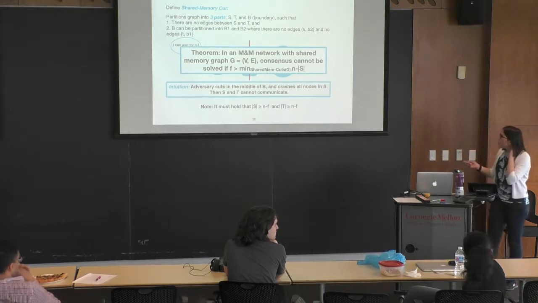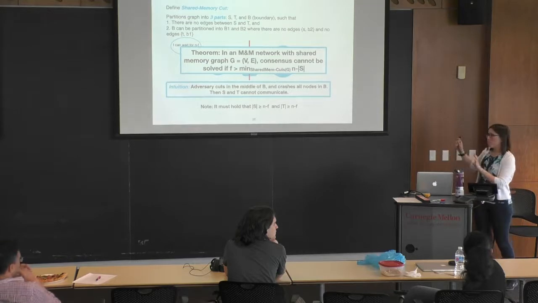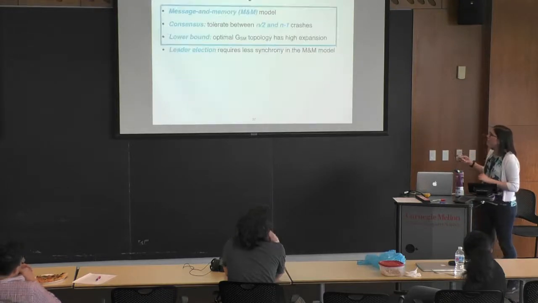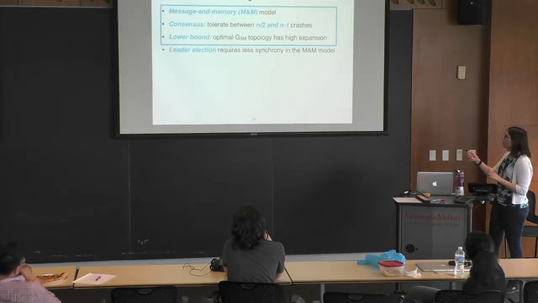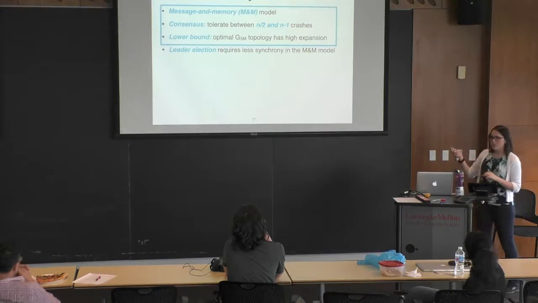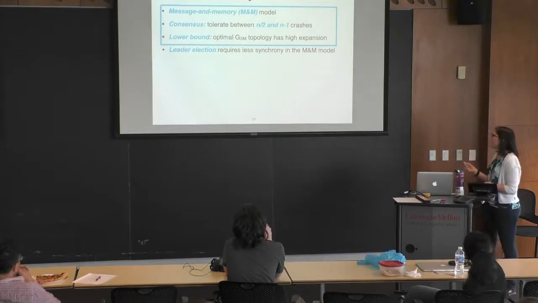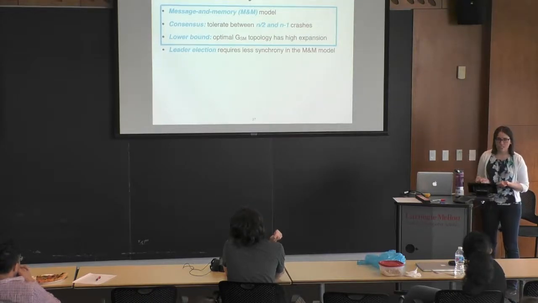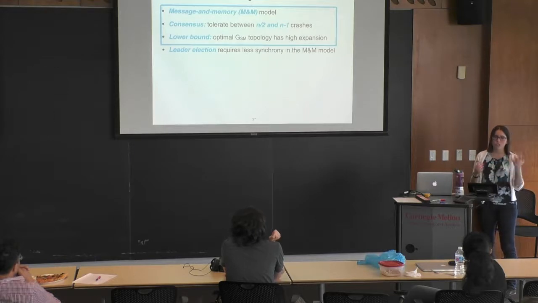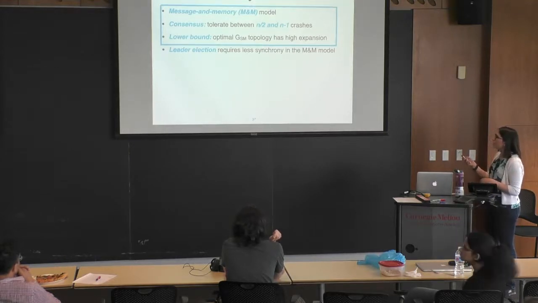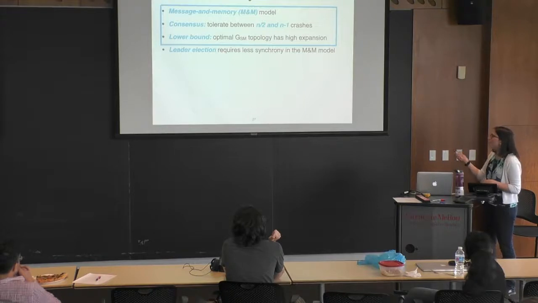Now, in the paper, we also relate this cut to the expansion of a graph. But here, I don't have time to do that. So I'm just going to finish here and conclude. So in general, I introduced you to the message and memory, the M&M model. And I showed you how to solve consensus on it with better tolerance than just message passing. And then I showed you a lower bound, and I told you that it relates to the expansion.